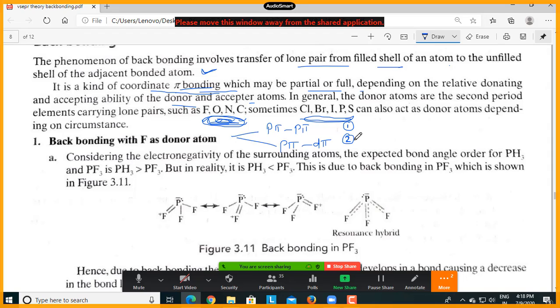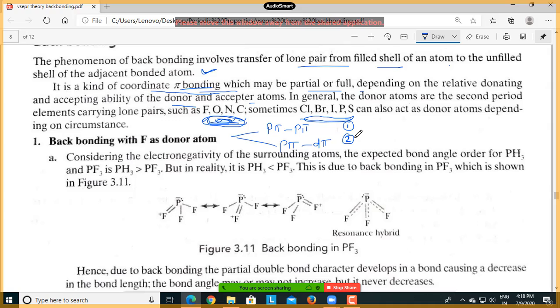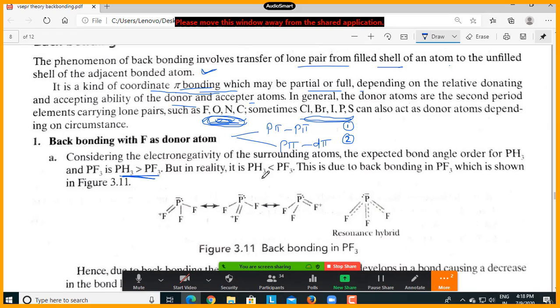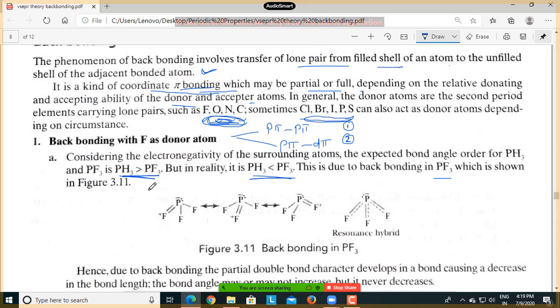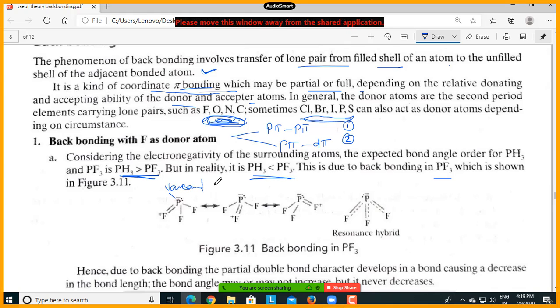So PF3 and PH3, PF3 क्या है, इसमें फॉस्फोरस। ओके, तो फॉस्फोरस का pπ बॉन्ड, तो ये डोनर हो गया, ये हो गया एक्सेप्टर, फॉस्फोरस एक्सेप्टर, फ्लोरीन डोनर हो गया। तो थ्री थिंग्स आर पॉसिबल, डबल बॉन्ड between these two. So this is resonance. So is that clear?